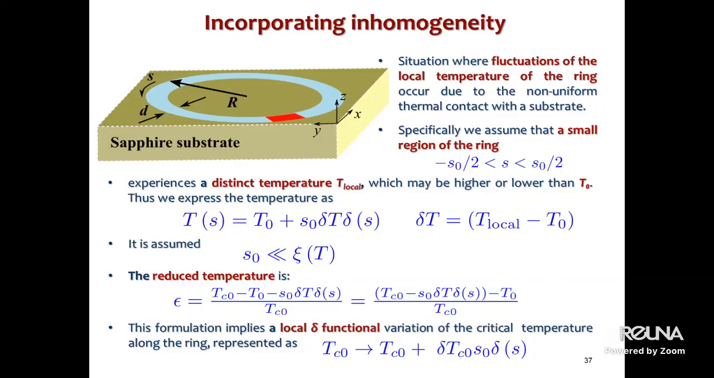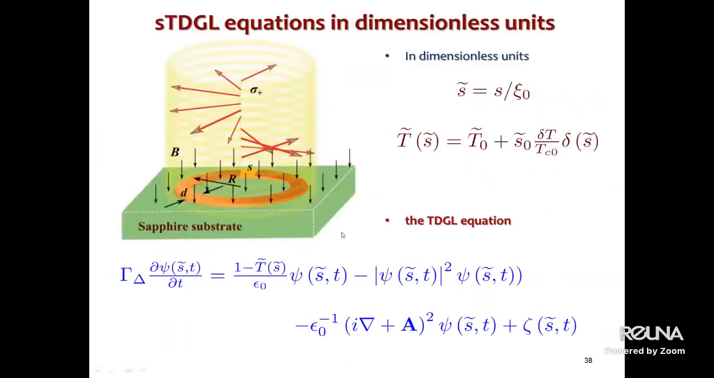The first one can originate, for example, from fluctuations of ring parameters or local defects. The second one is from, for example, a bad contact at some certain point of the ring between the ring and the substrate. For that, we again employ the stochastic time-dependent Ginzburg-Landau equation. The local temperature variation is incorporated already through the first term, so it's here, this local temperature variation.